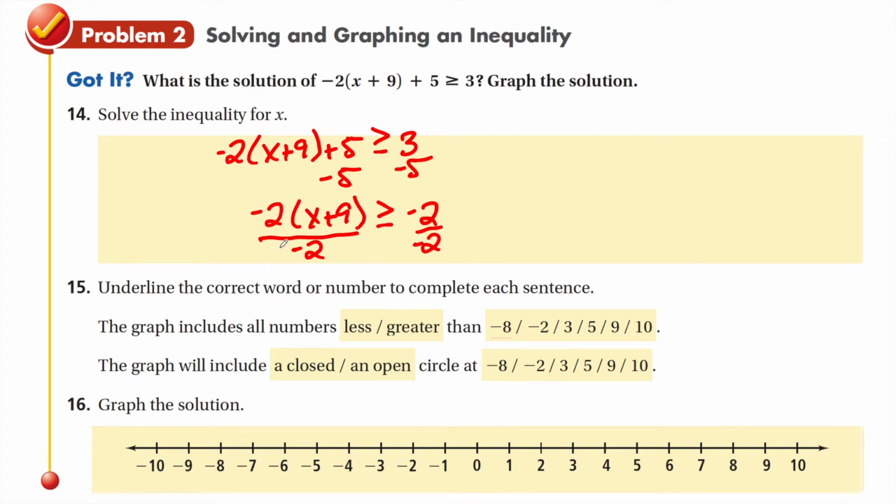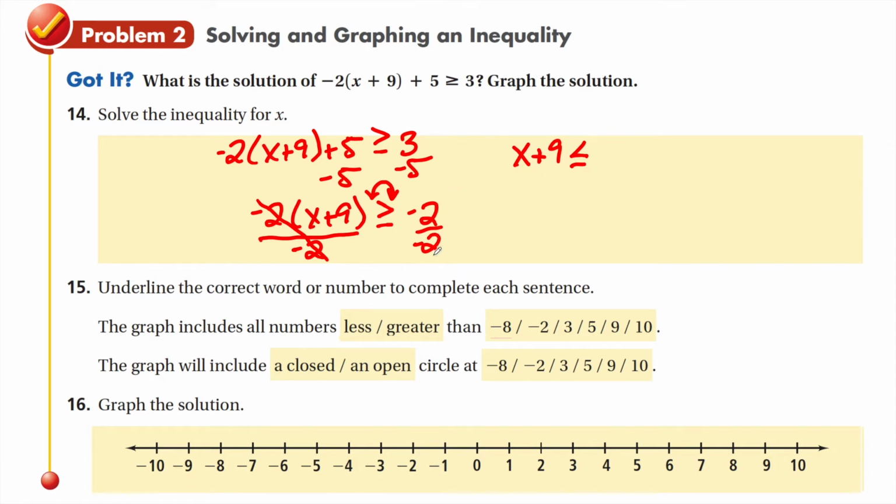And this is where the one problem comes in. When you divide by a negative, you need to make sure that you flip the sign. So what originally was a greater than or equal to sign now will become a less than or equal to sign. So I'm going to be left with everything that's divided by the negative 2. So we have the x plus 9. But again, instead of it being a greater than, dividing by a negative means that we're going to flip the sign, making it a less than or equal to sign.